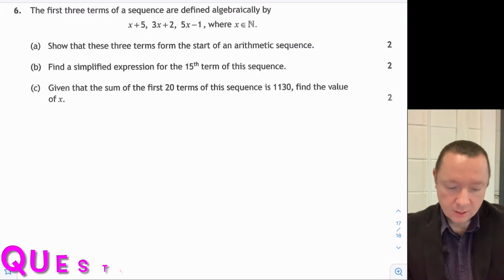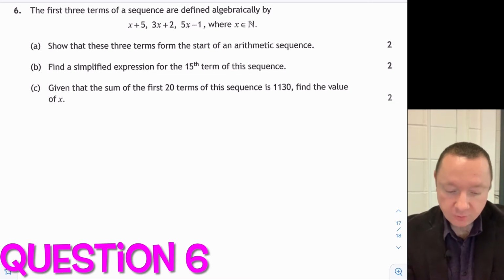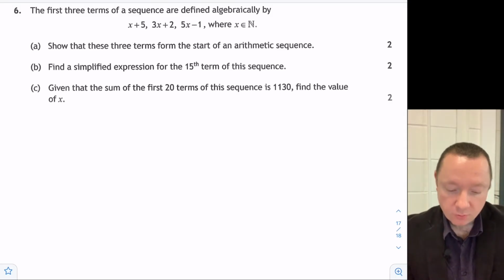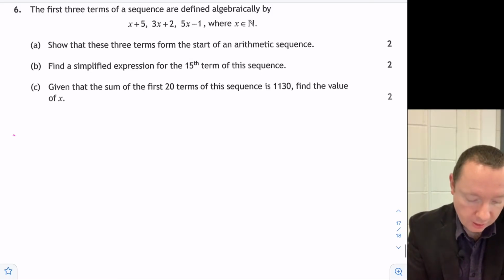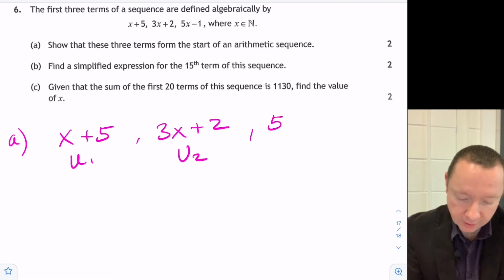The first three terms of a sequence are defined as x + 5, 3x + 2 and 5x - 1, where x is a member of the natural numbers. So the first three terms form the start of an arithmetic sequence. Okay, let's start doing that. So let's say x + 5 is u1, 3x + 2 would be u2, our second term, and 5x - 1 would be u3.